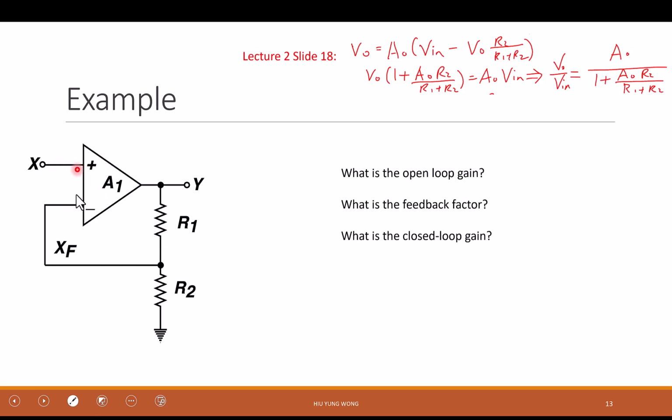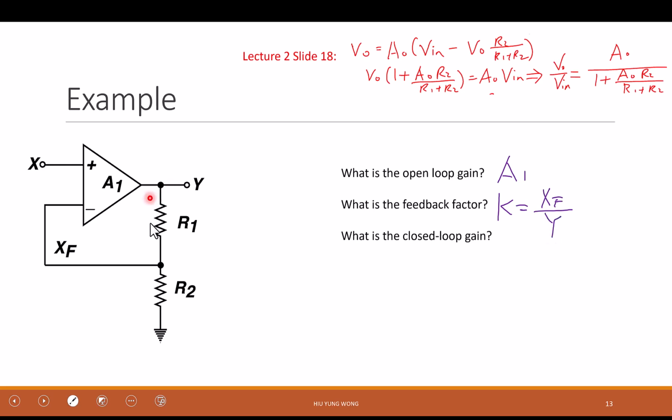This is the input. The input is going to subtract this one and feed to A1 to get Y. And then there's a feedback. What is the open loop gain, meaning when there's no feedback for this circuit? A1. What is the feedback factor? Definition first. K equals what? By definition, XF divided by Y.